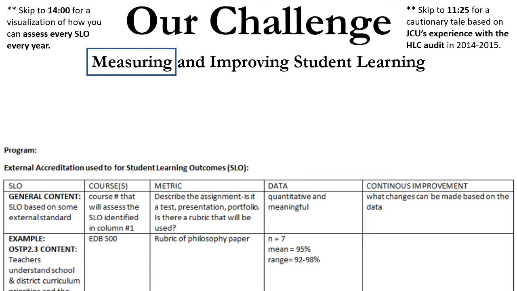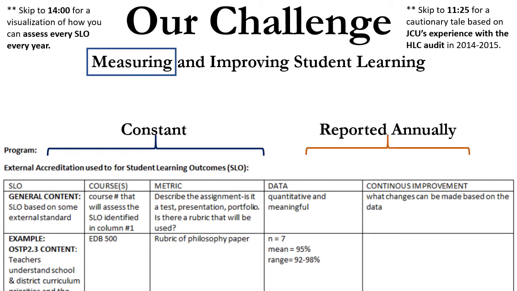Just to clarify the different columns, the 3 columns on the left are going to be fixed. They're really not going to be things that we change from one year to the next. They are the student learning outcomes of your program or department. They are the courses in which are found some of the artifacts by which you measure student learning. And then, of course, the third column is those specific metrics. Those are going to be consistent from year to year.